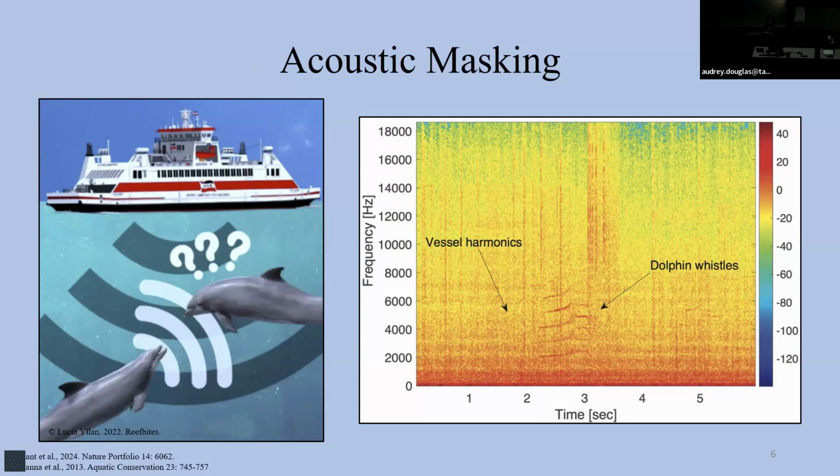The boat noise will occur at the same frequency that dolphin noises occur at. And so the dolphins can get confused, disoriented. They can even experience hearing damage. And so mitigating acoustic masking, understanding what the dolphins are experiencing, is extremely important for their health, but also to be able to manage the environment.